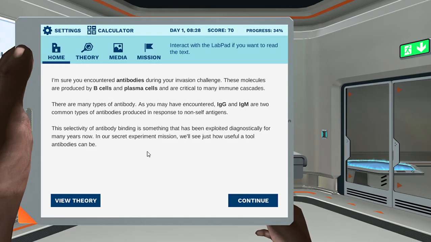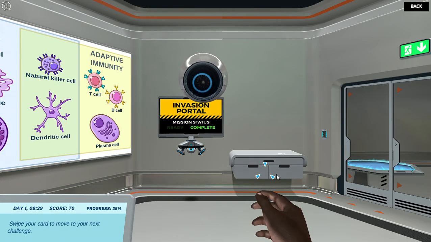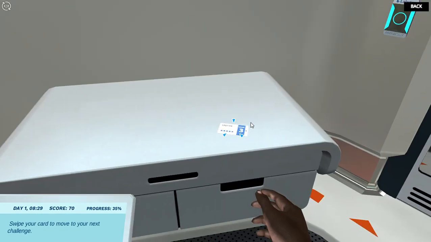This selectivity of antibody binding is something that has been exploited diagnostically for many years now. In our secret experiment mission, we'll see just how useful a tool antibodies can be. Congratulations on completing these two missions. You aced it. Swipe your card to move to your next challenge.